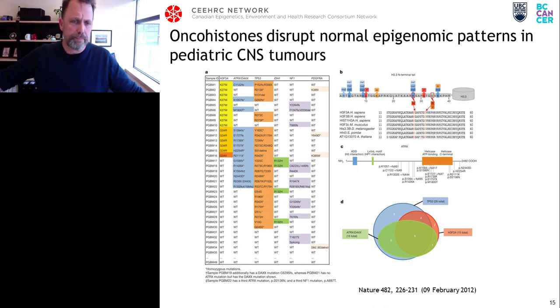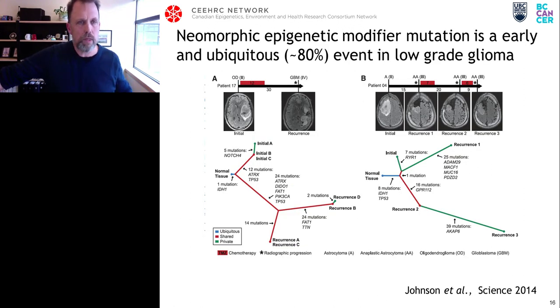However, in this case, this is through mutations to the N-terminal tails of the histones themselves. So another example is low-grade glioma. And low-grade glioma are associated with neomorphic, so gain-of-function mutations. In this particular case, gain-of-function mutations to IDH1.